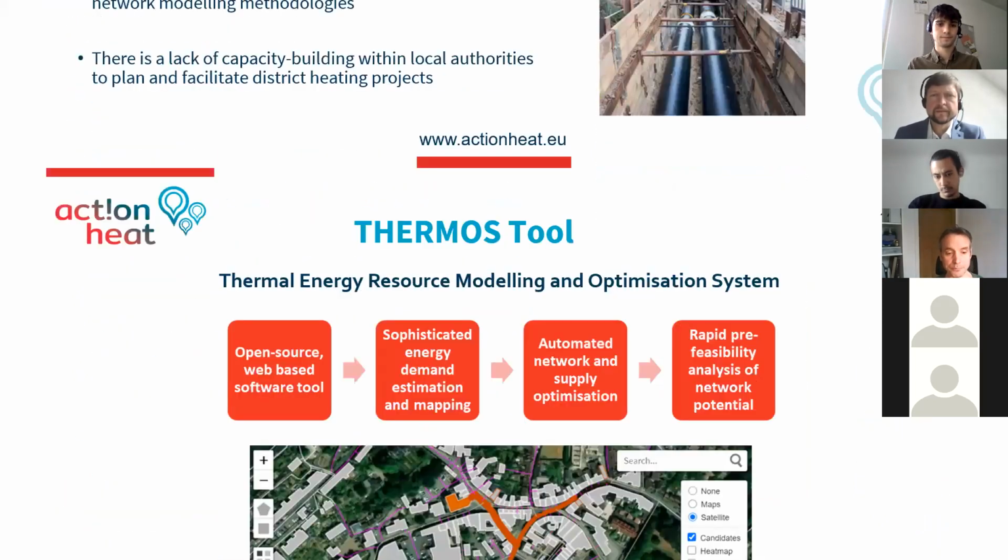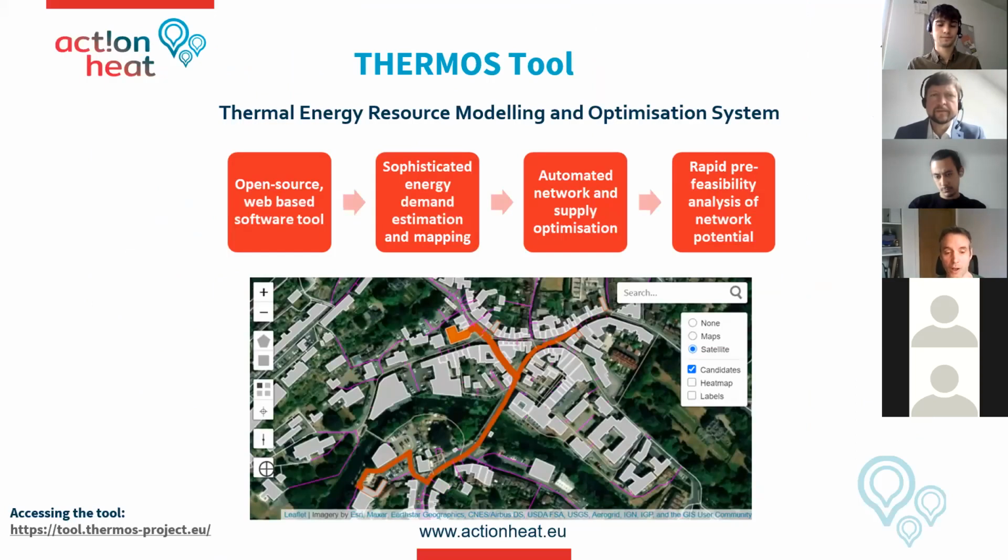So after pondering on those issues for quite a while, we were lucky enough to join a consortium and secure Horizon 2020 funding to run the Thermos project, which stands for Thermal Energy Resource Modeling and Optimization System. And what we ended up with when the project finished, last year, was an open source web-based software tool that undertakes sophisticated energy demand mapping and network optimization for use in mainly pre-feasibility network analysis. And you can also check it out yourself if you want to have a look. There's the link there at the bottom.